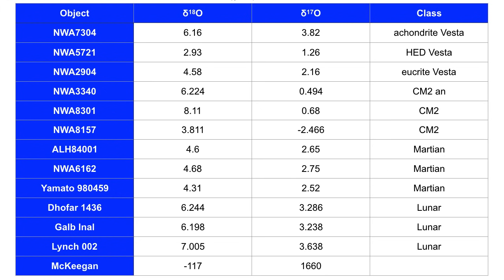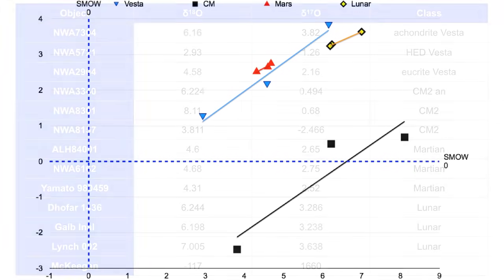Because I'm actually going to plot this data, and I think you can make a sketch of this plot. You're probably going to want to have some room to draw, because the McKeegan particle is way off the charts here. All right, so negative 117 for delta 18 and 1660 for delta 17 on the McKeegan particle.